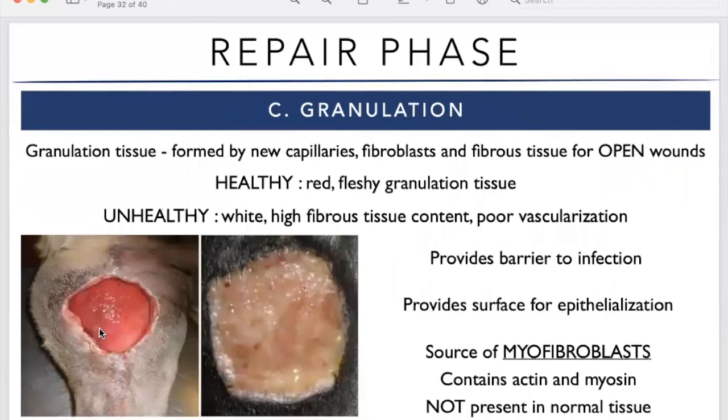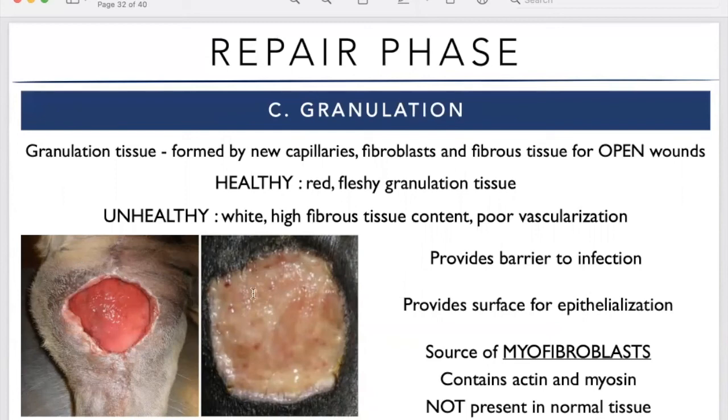Right, now next would be granulation. Okay, granulation tissue is formed by new capillaries, fibroblasts, and fibrous tissue for open wounds. Ito yung pag nakikita mo na yung wound na malinis, it's red, it's well vascularized, it's fleshy. You see that very good laman there. So the subcutaneous tissue. You want that, okay? You want it to look like this, okay?